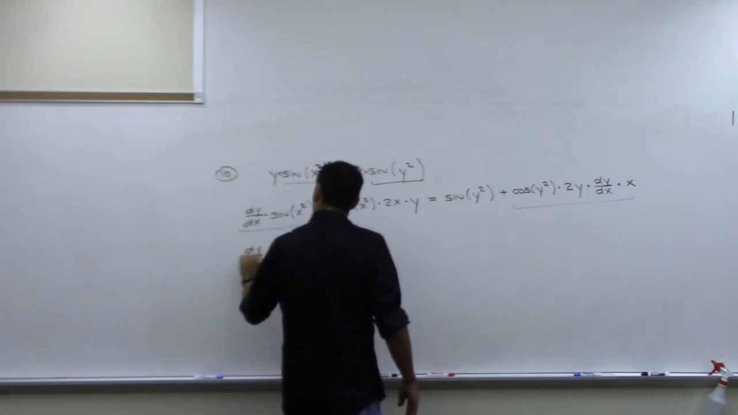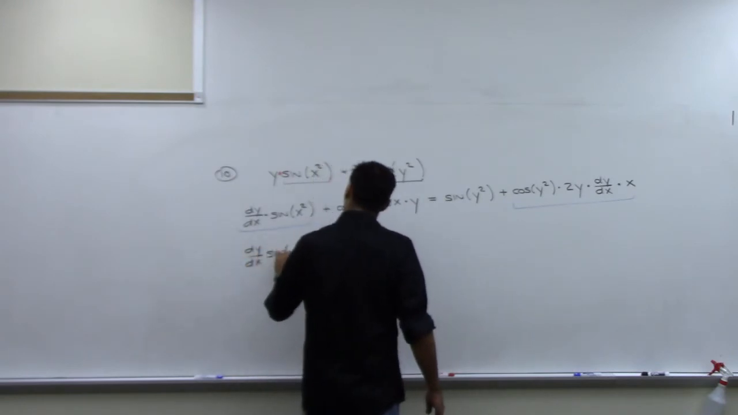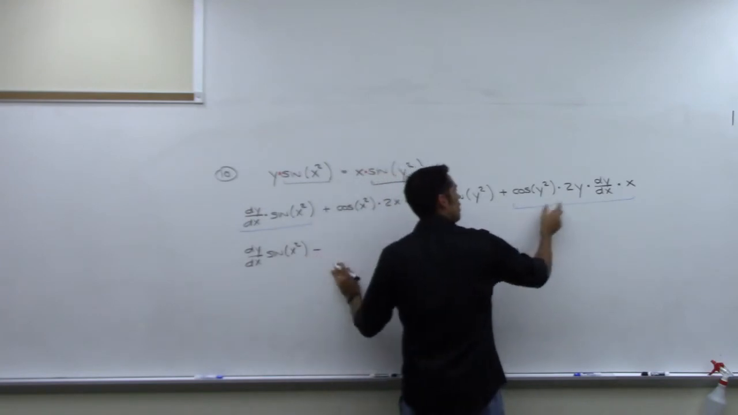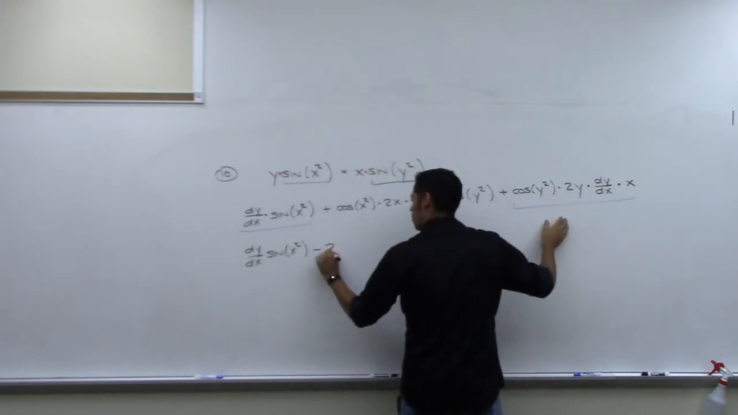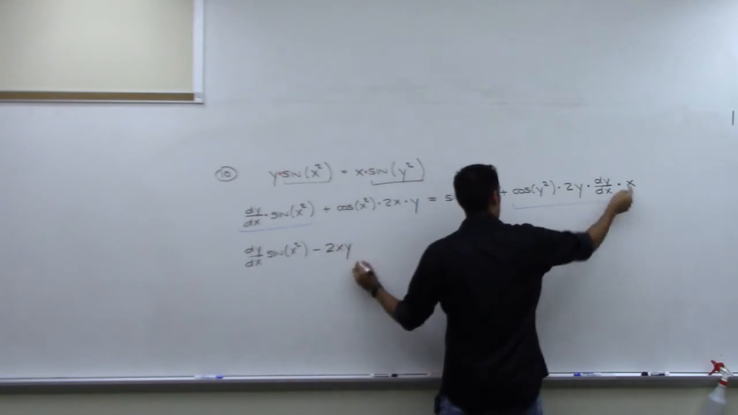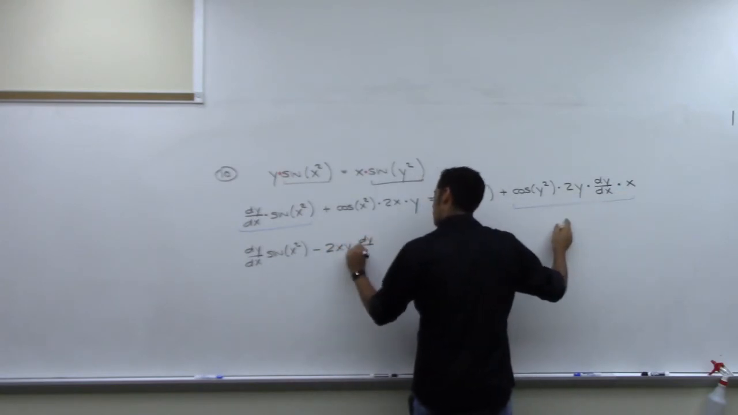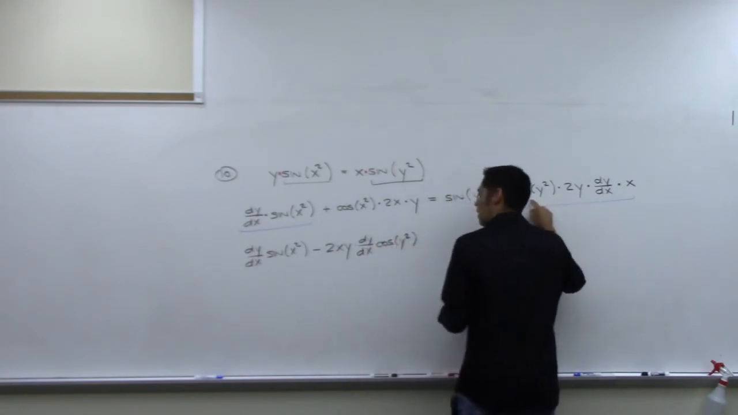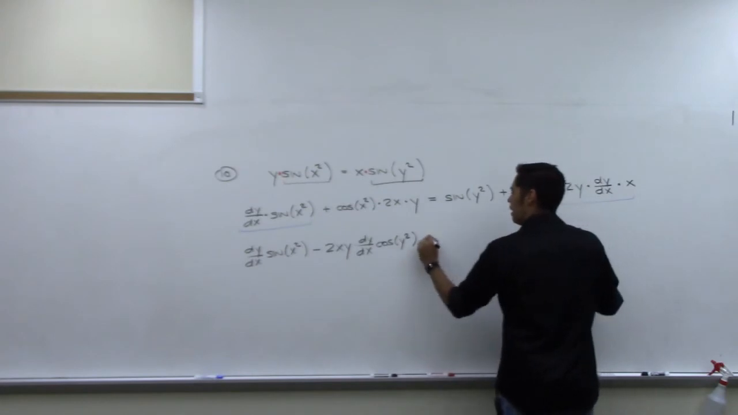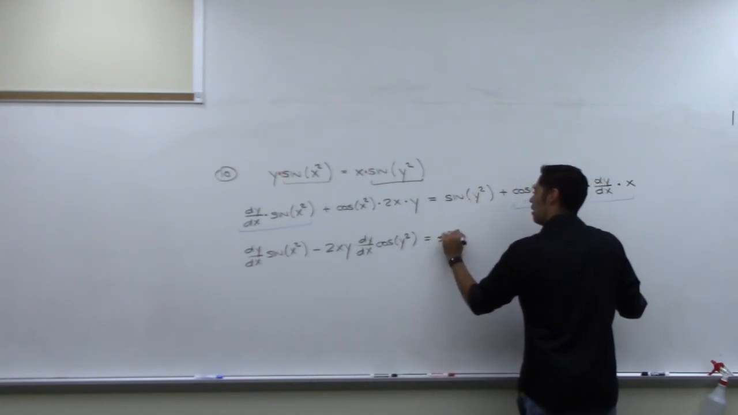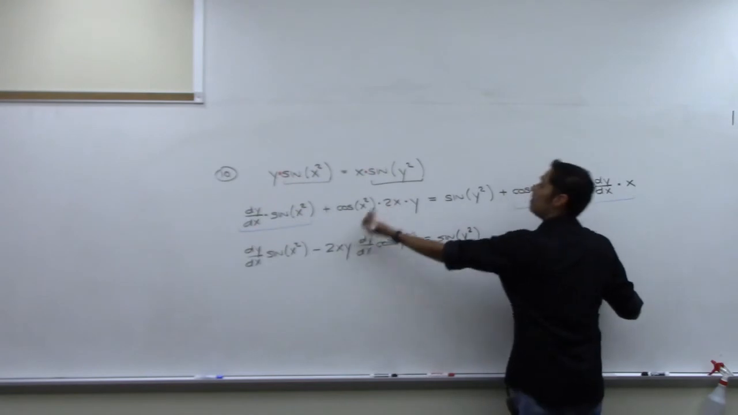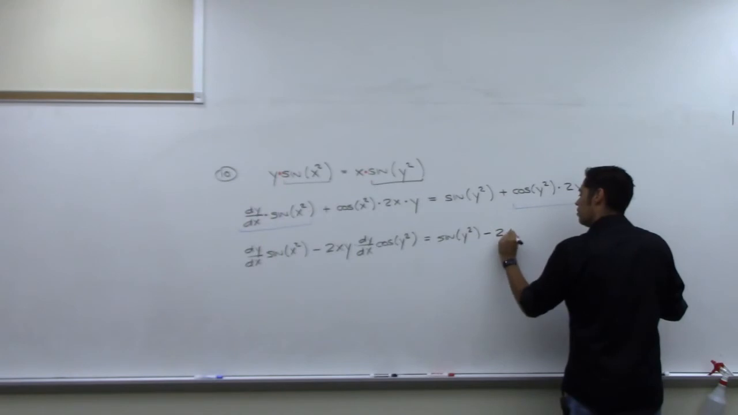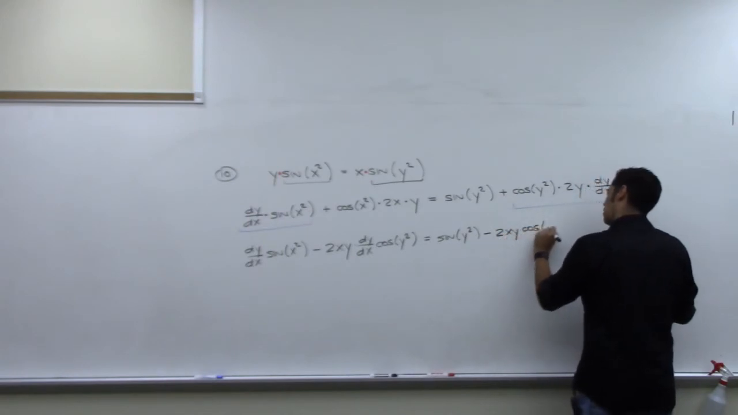So dy/dx sine of x squared. When I bring this whole thing over, it's going to be minus. Now I'm going to move all of this stuff out front. So I'm going to go 2xy instead of yx, that's fine, times dy/dx times cosine of y squared. Okay, that's all of that moved over. Equals, now on this side I had sine y squared, but I have to move this piece to the right because it doesn't have a dy/dx. So it'll become minus, and I'm going to write 2xy cosine x squared.